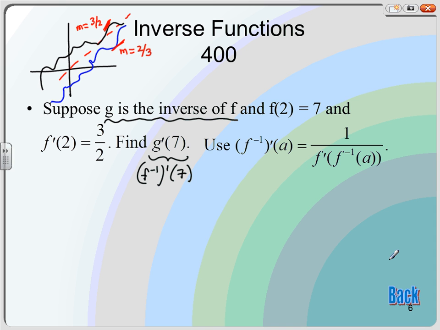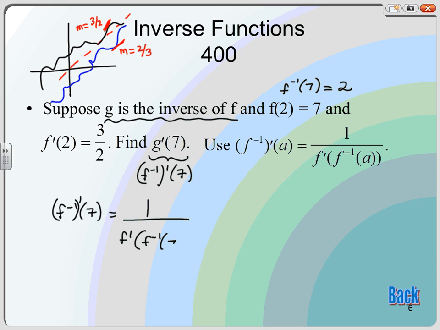All right, so f inverse prime of 7. So if I have f of 2 equals 7, I know f inverse of 7 equals 2. So that might be useful information. So let's start from the beginning. So if I have f inverse prime of 7, that's going to be 1 over f prime of f inverse of 7.